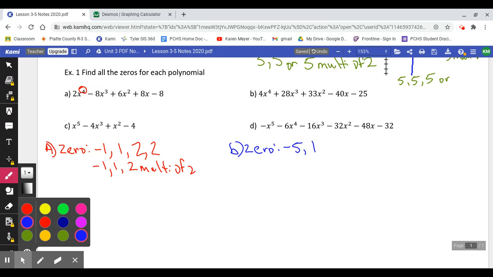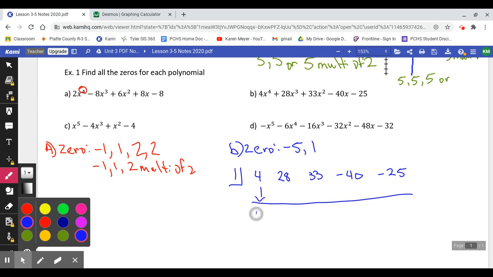Now, even though we can see the decimal answers on Desmos, we have to go through and prove that they are really zeros. Okay, so this is where synthetic division comes into play. It doesn't matter which one of our zeros you start with. I am going to start with 1. And then I'm going to list my coefficients. So 4, 28, 33, -40, and -25.